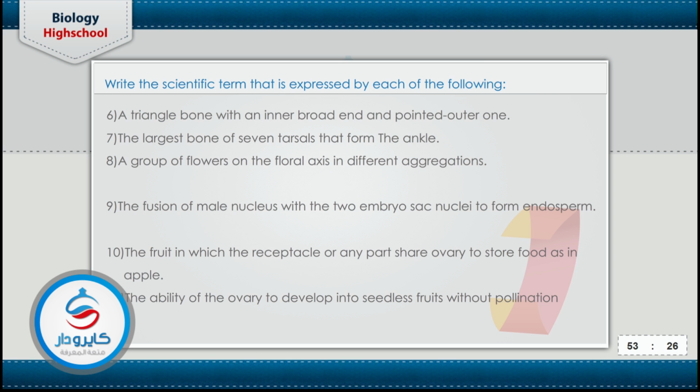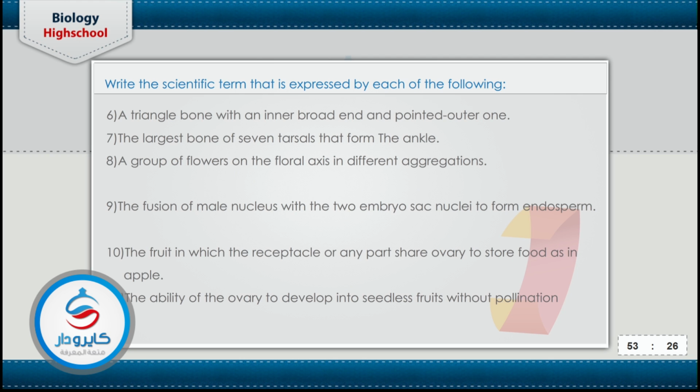Number 9. The fusion of the male nucleus with the 2 embryo sac nuclei to form the endosperm. That's triple fusion, because the pollen grain has 2 male nuclei. One of them fuses with the 2 embryo sac nuclei to form 3N endosperm, but the second male nucleus fuses with the egg cell to form the zygote, and the zygote develops into the embryo, depending on the food, which is called the endosperm. So the answer for number 9 is triple fusion.